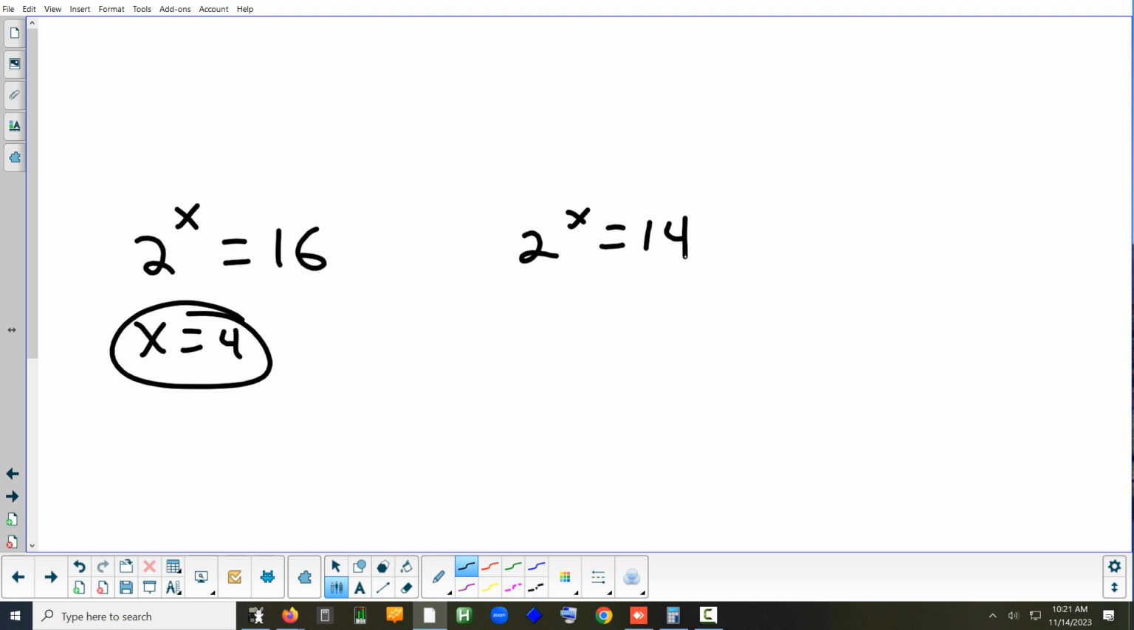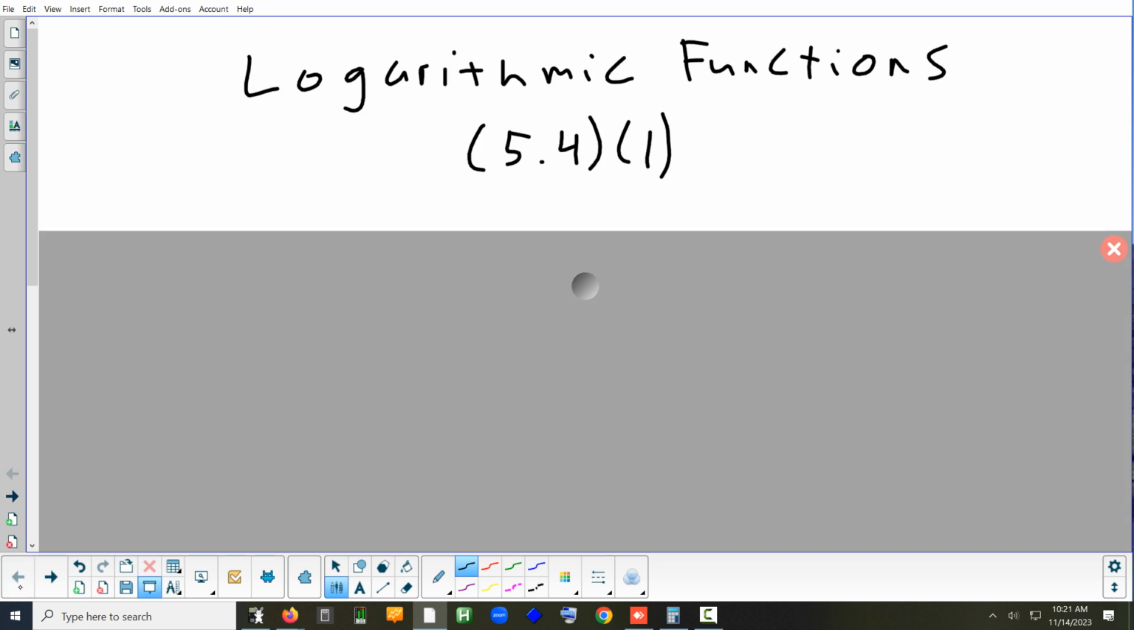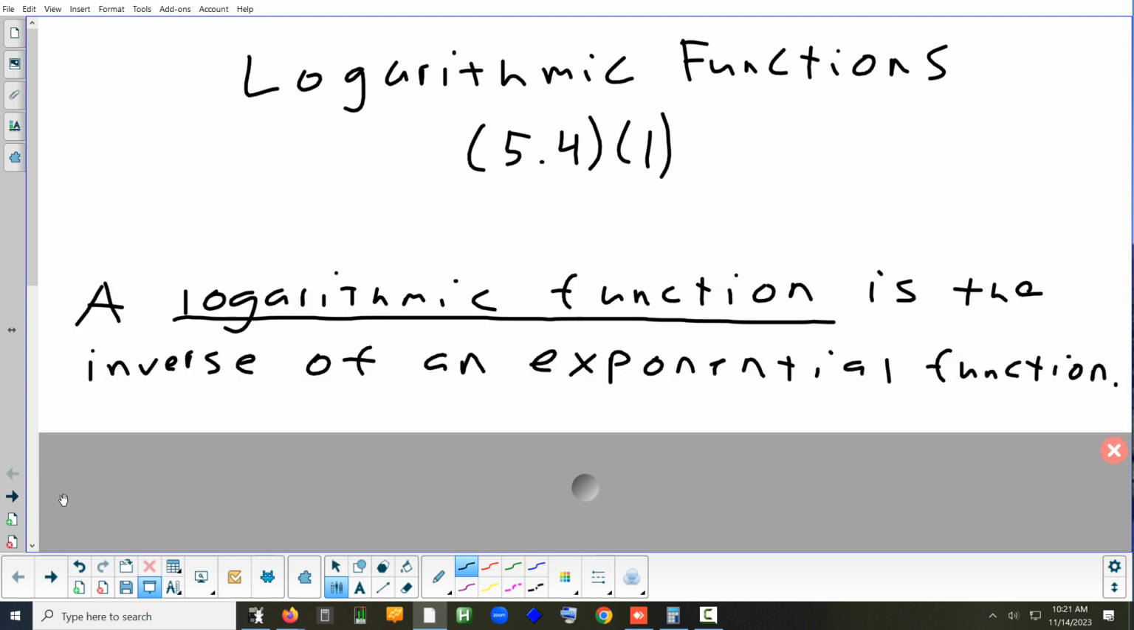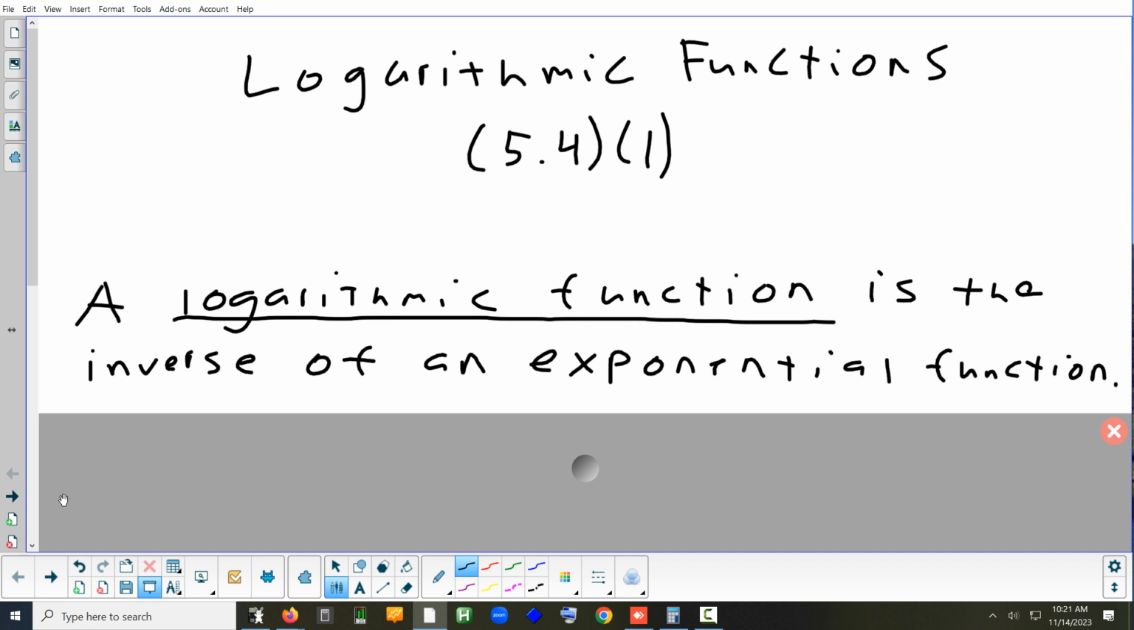So logarithms are used to solve equations that have variables in the exponent. That's what they do. So that's the connection with exponentials. Exponentials have variables in the exponent, and logarithms can solve those kinds of problems. So a log function is exactly the opposite. It's the inverse of exponential.